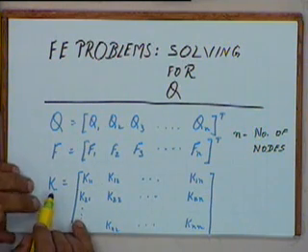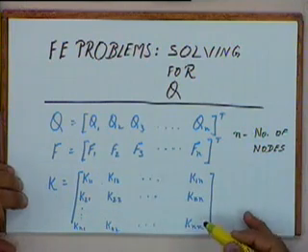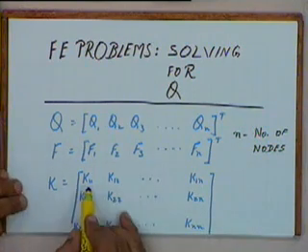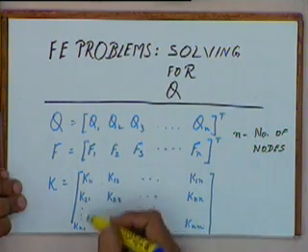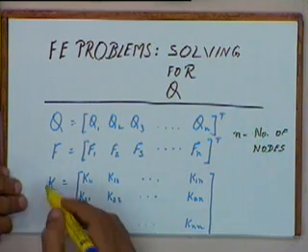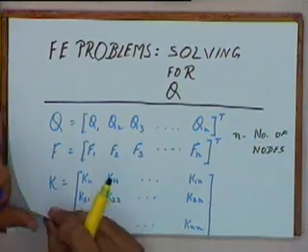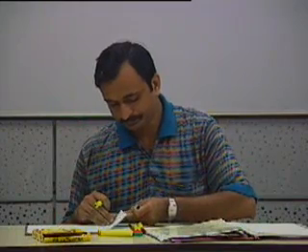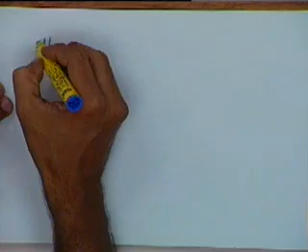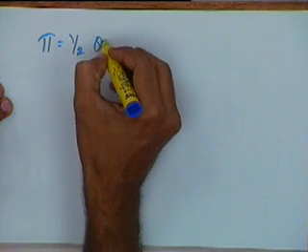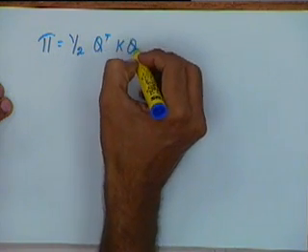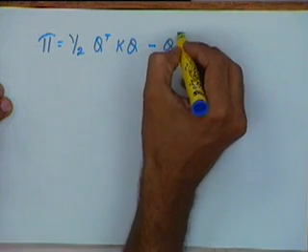This global stiffness matrix will be an n by n matrix, and the terms of this matrix, I am writing them as K11, K12 till K1n in the first row and so on. So this is a global stiffness matrix, and we have seen that the potential energy pi is equal to half of Q transpose K Q minus Q transpose F.